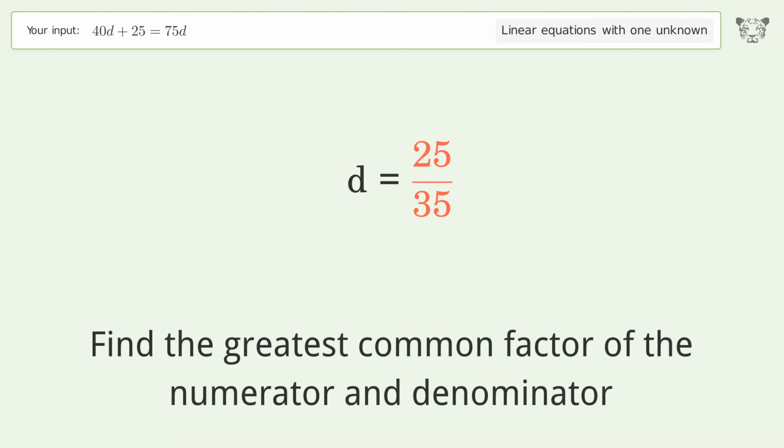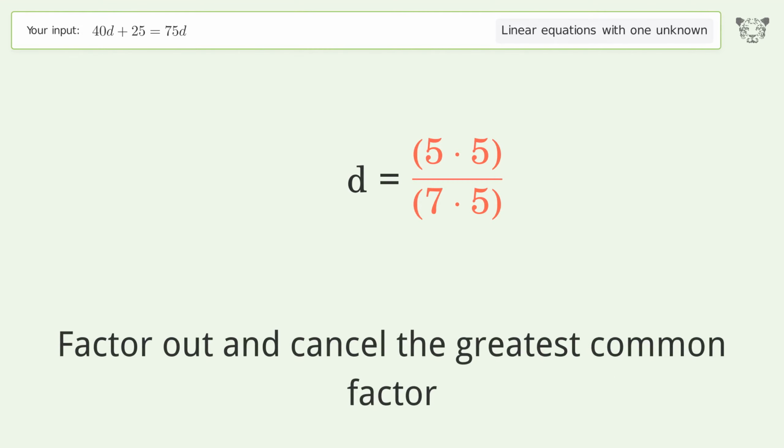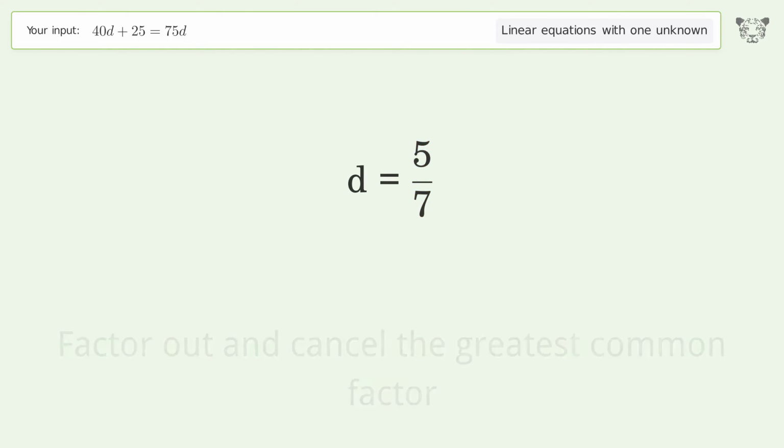Find the greatest common factor of the numerator and denominator. Factor out and cancel the greatest common factor. And so the final result is d equals 5/7.